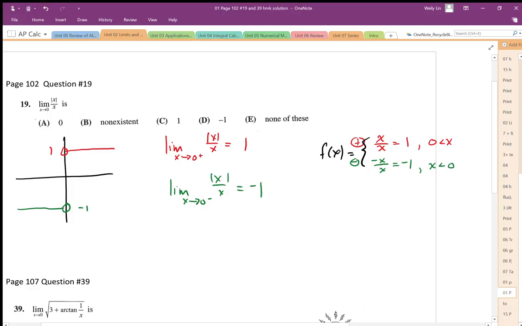Those two limits do not equal each other. Therefore, the answer must be B. The limit as x approaches 0 does not exist. They exist as one-sided limits, but they do not exist as two-sided limits.